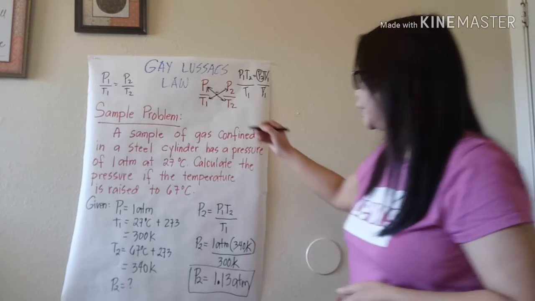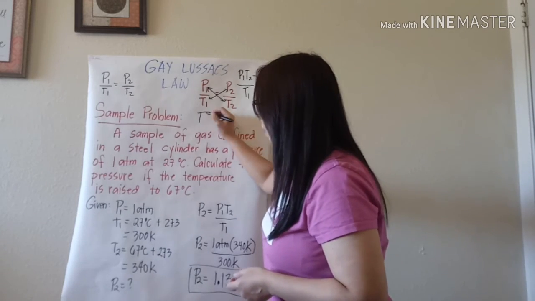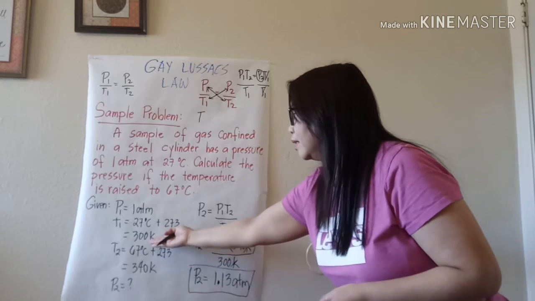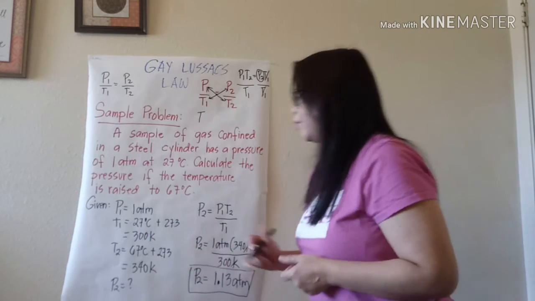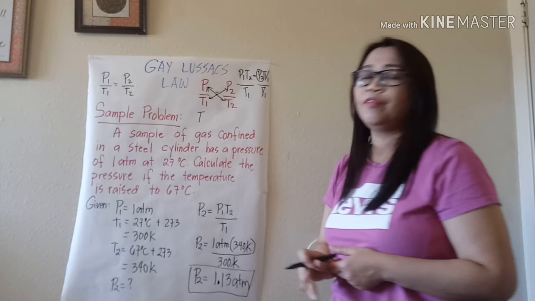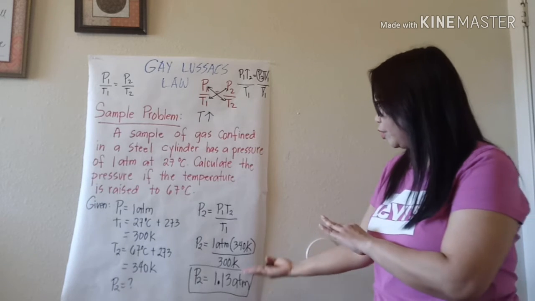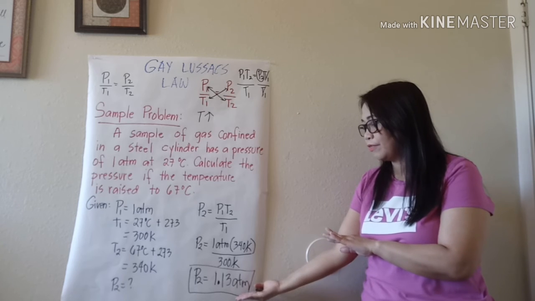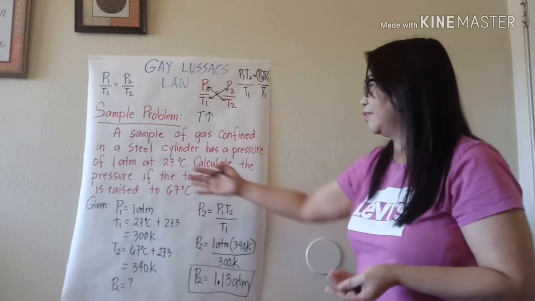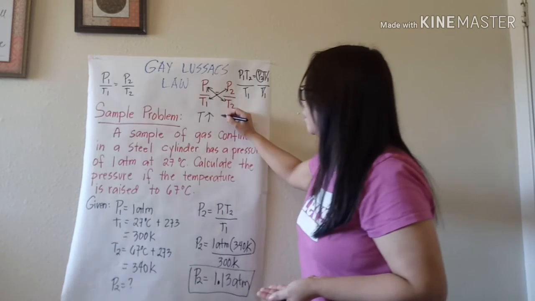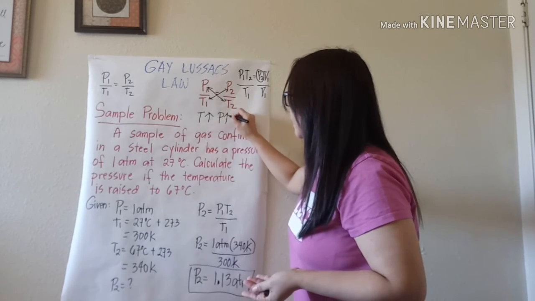So let us analyze our answer. The temperature a while ago, we have 300 Kelvin for initial and 340 for final. So that means the temperature increases. What about the pressure? Our initial pressure is 1 atm, and our computed value of final pressure is 1.13. So we can say that there's also an increase. So we will write here pressure increases.